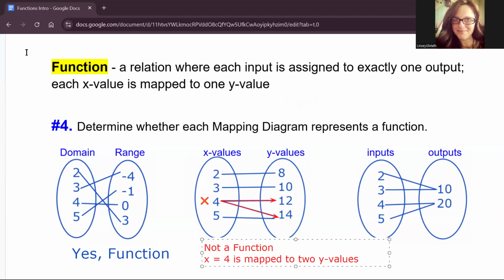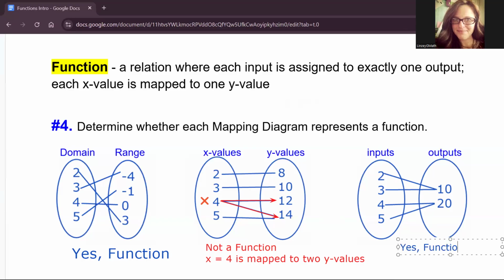And the last one, inputs and outputs. We see that 2, the input, is mapped to 10 and nothing else. 3 is mapped to 10 and nothing else. 4 is mapped to 20 and nothing else. 5 is mapped to 20 and nothing else. This is a function. Each input value is mapped to only one output.